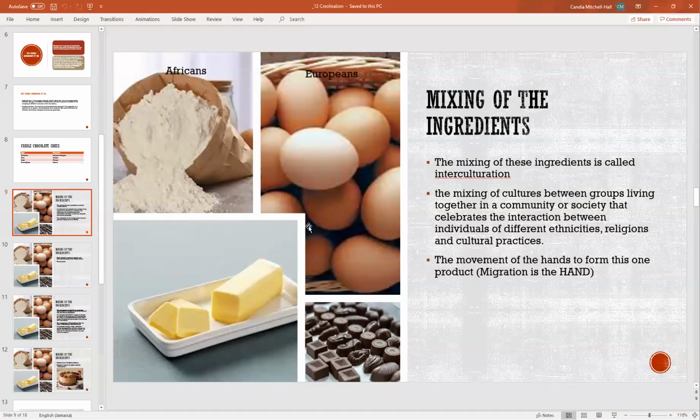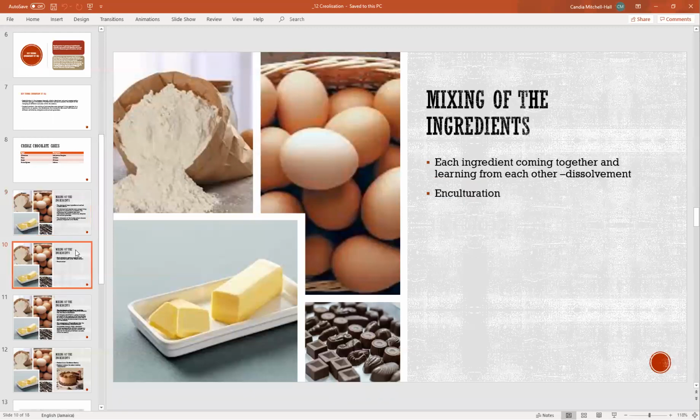The movement of the hand in the bowl, we would consider that to be interculturation, which is caused by migration. So migration, all of these groups coming together, migrating to the region, and you're mixing. So that is interculturation, the mixing of the different groups within the society.